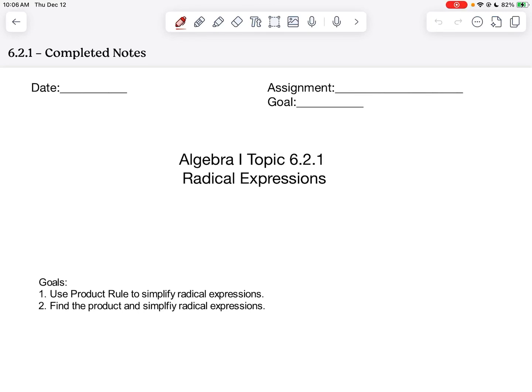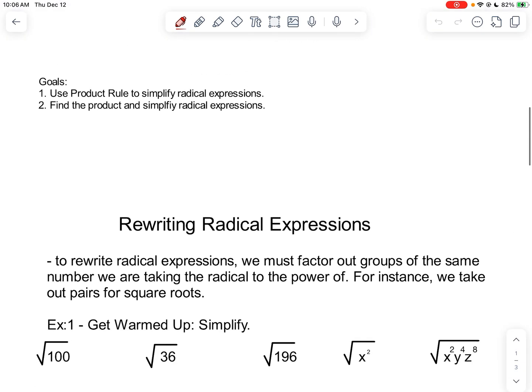Okay, in this section of notes, we are going to be dealing with radical expressions. We've worked before on rewriting radical expressions as exponential expressions, but in this one we're going to have radical expressions where we can actually break them down and put them into their simplest components, and that's what we're going to be working on today.